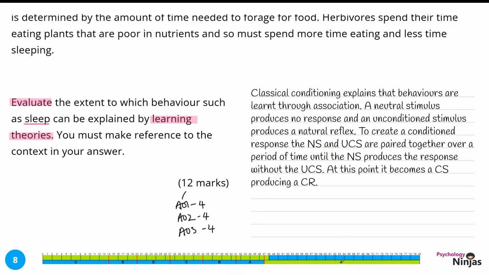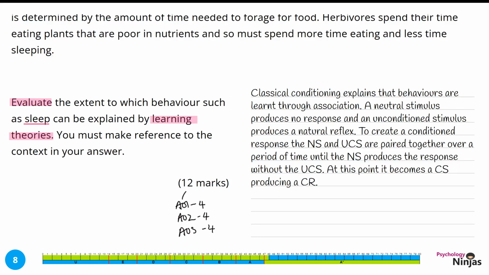Classical conditioning explains that behaviours are learnt through association. A neutral stimulus produces no response, and an unconditioned stimulus produces a natural reflex. To create a conditioned response, the neutral stimulus and the unconditioned stimulus are paired together over a period of time until the neutral stimulus produces the response without the unconditioned stimulus. At this point, it becomes a conditioned stimulus producing a conditioned response.